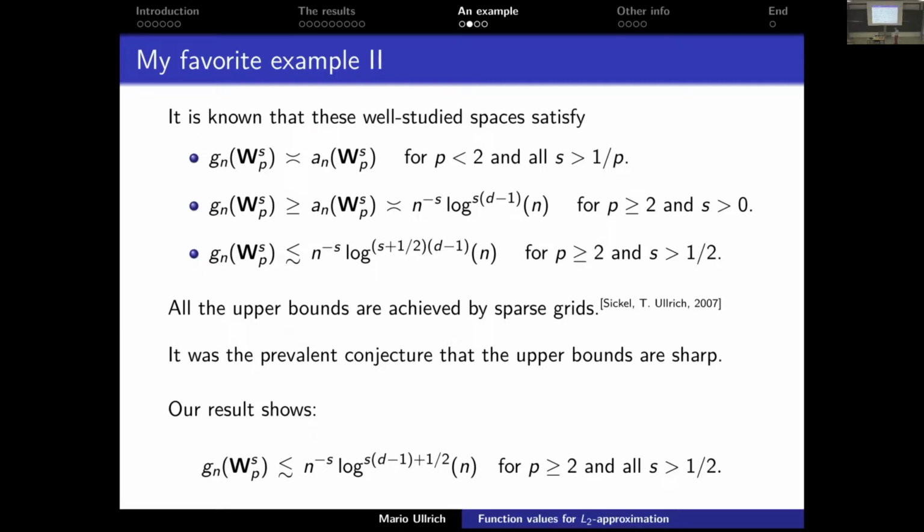For p larger than 2, we have the obvious lower bound that I already stated in the beginning. So approximation numbers are smaller, and you know the approximation numbers precisely. That's easy to compute here, right? So this was the lower bound, and the upper bound we get for these spaces is the same main order, but in the logarithmic term you get s plus 1/2 times d minus 1, right? So here instead of s, there is some s plus 1/2. So you have some additional log to the d minus 1/2, which somehow also looks like a discrepancy thing, right? Okay, and all these upper bounds are achieved by sparse grids.